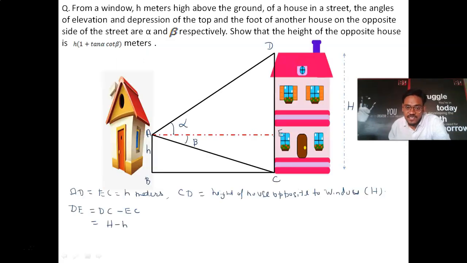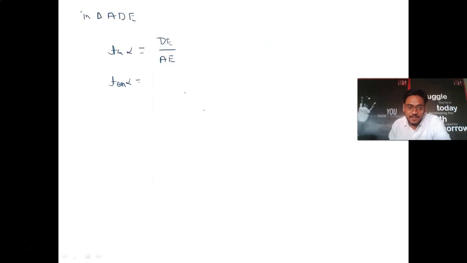Now students, tan alpha is DE upon AE. What is the height DE? The DE is capital H minus small h. And AE, let it be AE only. We will eliminate this AE. So from here I can calculate AE as (H minus h) by tan alpha. Equation 1. I will eliminate this AE very soon.